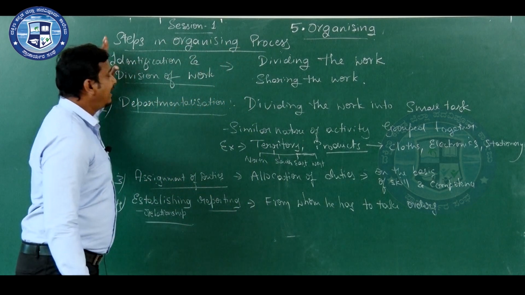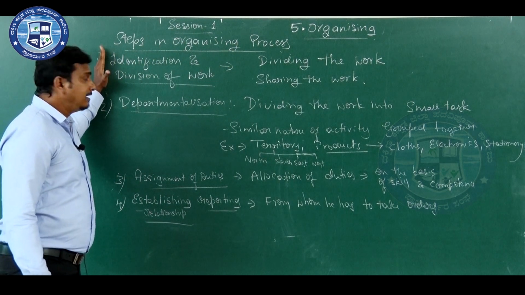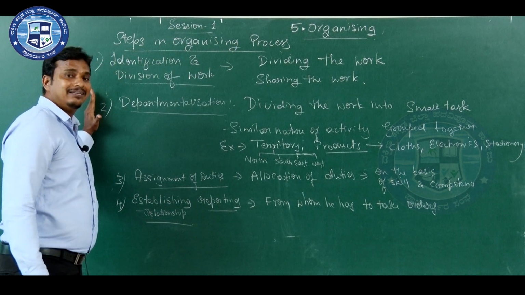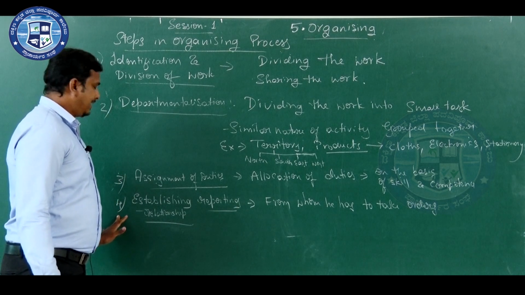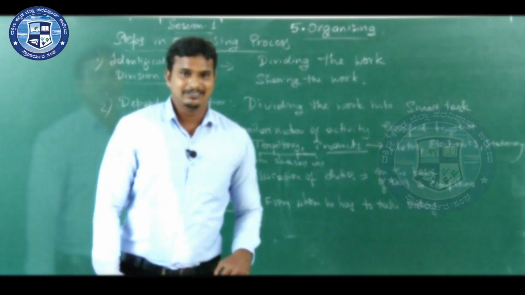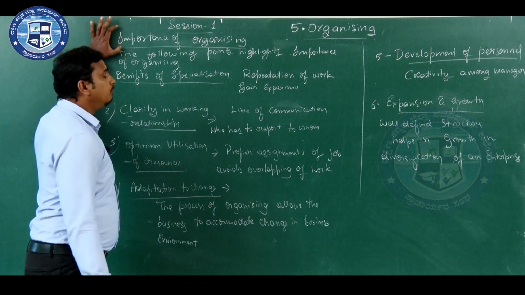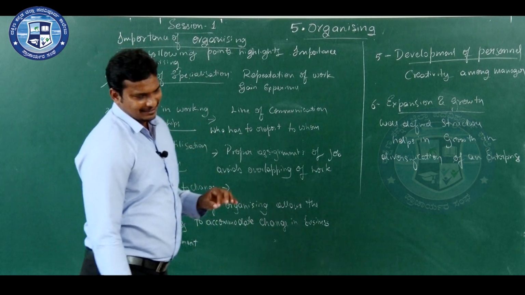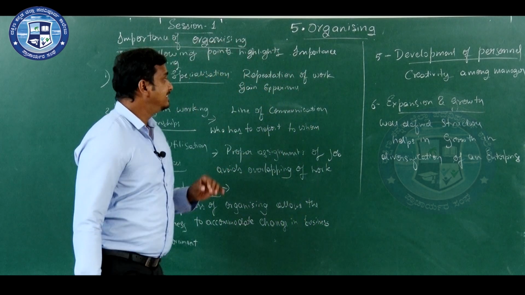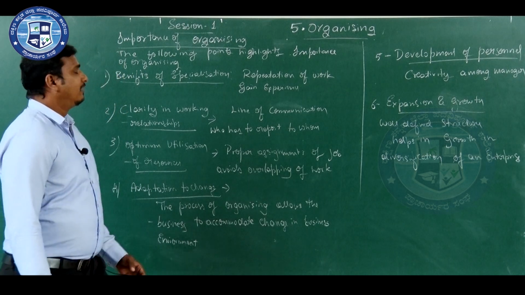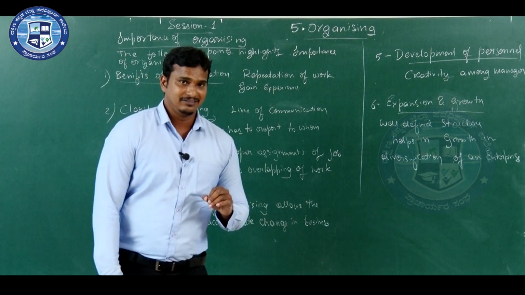So, these are the steps in the organizing process. The first one is identification and division of work. The second one is departmentalization. The third one is assignment of duties, and the fourth one is establishing reporting relationship. The next topic we are going to cover is the importance of organizing. Organizing paves the way for the smooth transition of business. The following points highlight the importance of organizing.